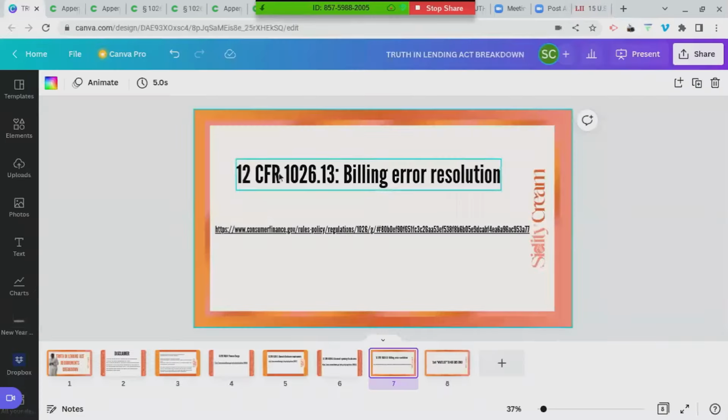So yeah, when it comes to resolving your billing error, your requirements are going to be key when you are executing your billing error dispute process, right?